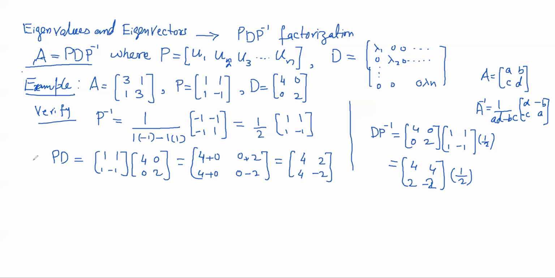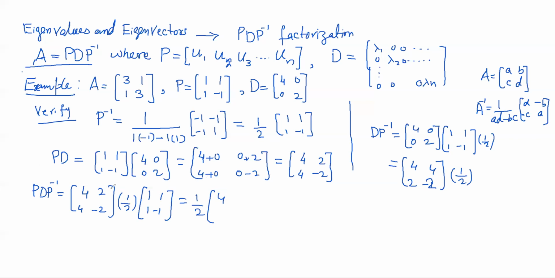discussion. Anyway, so we have now found that PD is this, and now we can multiply PD by P inverse. So PD is 4, 4, 2, minus 2, and P inverse is 1 half of 1, 1, 1, minus 1. So we can put this 1 half outside, and then we multiply these matrices. So 4 times 1 is 4, 2 times 1 is 2, 4 times 1 is 4, 2 times minus 1 is minus 2.